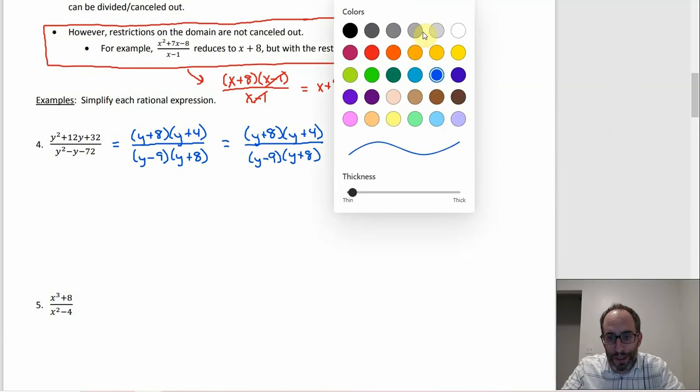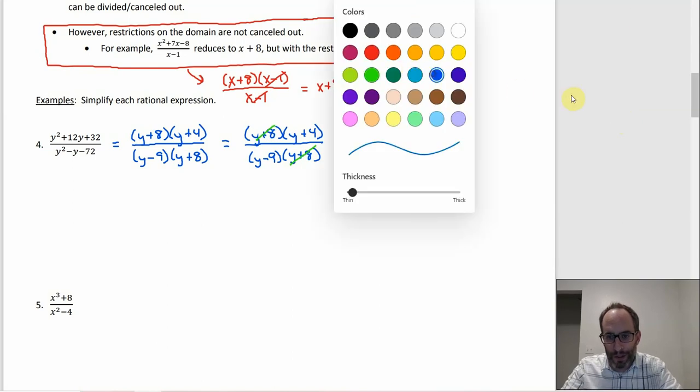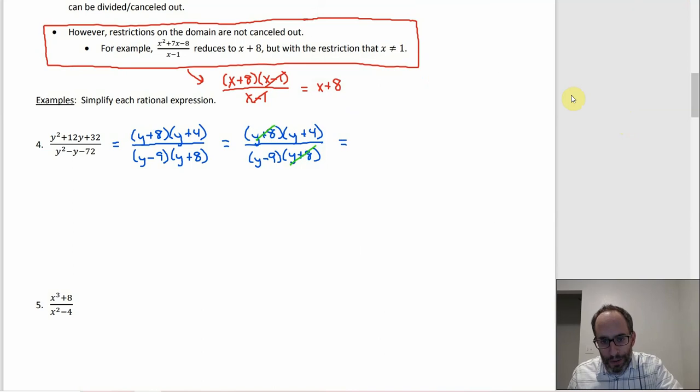And then I'm going to cancel things. So light green for canceling. Y plus 8, y plus 8. Right? We can cancel them because both of those y plus 8s are parts of products. So it's all multiplication and division, between the division line and all the parentheses. So we can do that. And then what we're going to end up with, it looks like, is y plus 4 over y minus 9. And it looks like that's our answer.